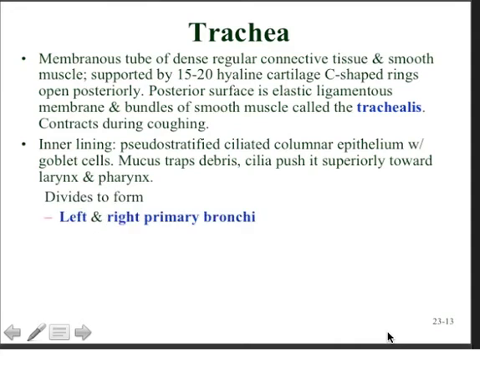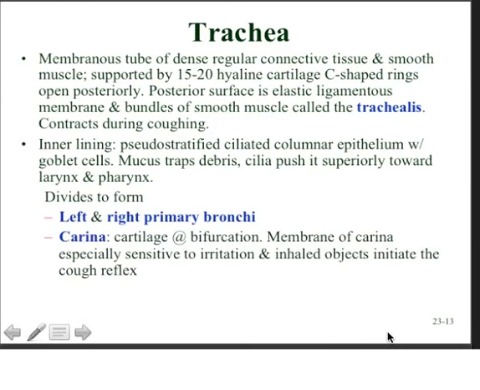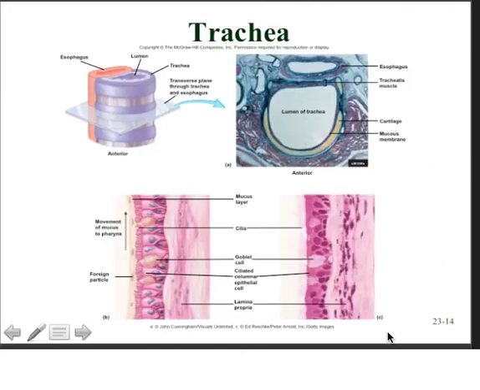It divides to form the right and left pulmonary bronchi at the carina, where the cartilage bifurcates. The membrane of the carina is sensitive to irritation and inhaled objects, and this is one of the things that initiates the cough reflex. What you're looking at here is just a transverse section through the trachea. You can see, again, a variety of different tissues making up the organ. There's the esophagus posterior to the lumen of the trachea. You can pick up now the hyaline cartilage that holds it open.